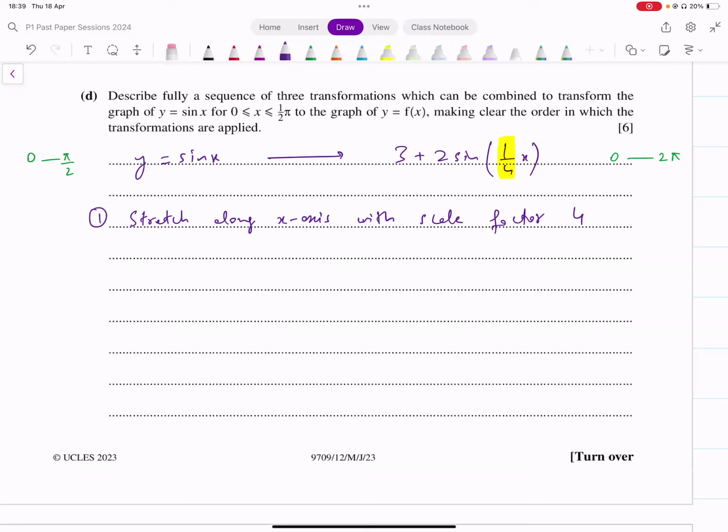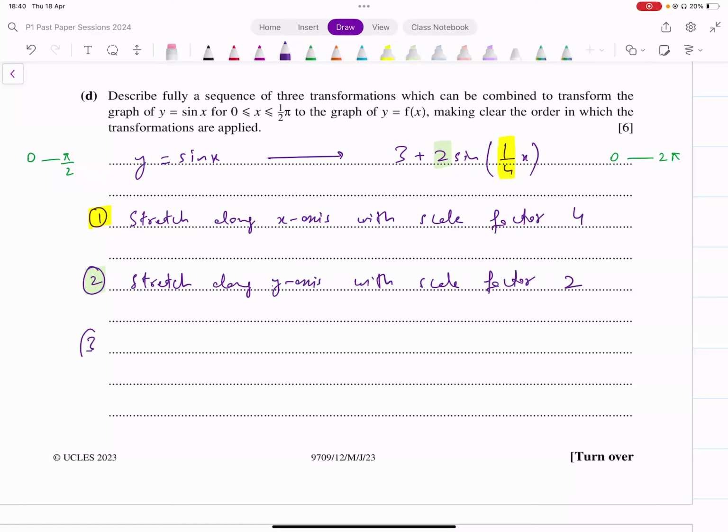That's the first transformation. And then you have 3 and 2 outside. These are 2 vertical transformations. In vertical transformations, in standard form, stretch and reflection are done first and translation is done at the end. So the 2 is what is making the graph stretch along y-axis. That's what you do first. Between vertical transformations, you first have a stretch along y-axis, or you could write vertical stretch. That's also okay. Stretch along y-axis with scale factor 2.